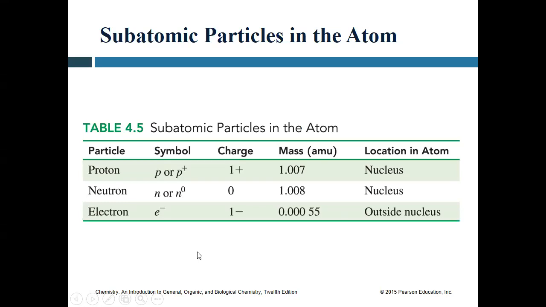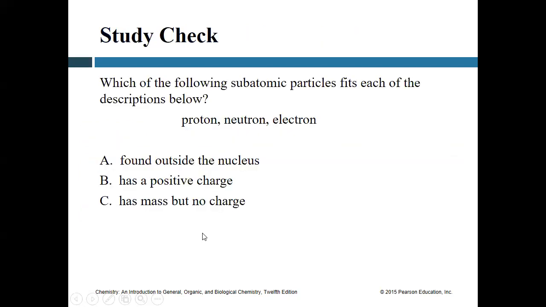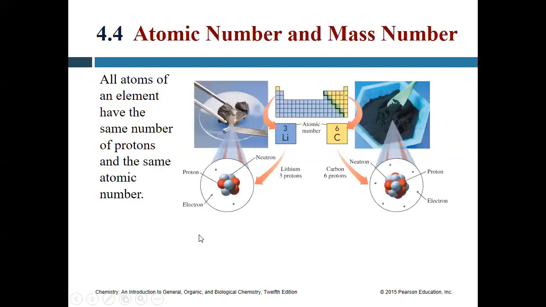This table summarizes all of that: where to find it, what the masses are, what the charges are, and some symbols that we can use to abbreviate protons, neutrons, and electrons. But what I want to do for the rest of our time, I want you to break up into groups again. We've got about 40 minutes. To address this atomic number and mass number piece here, we're going to work through the activity.